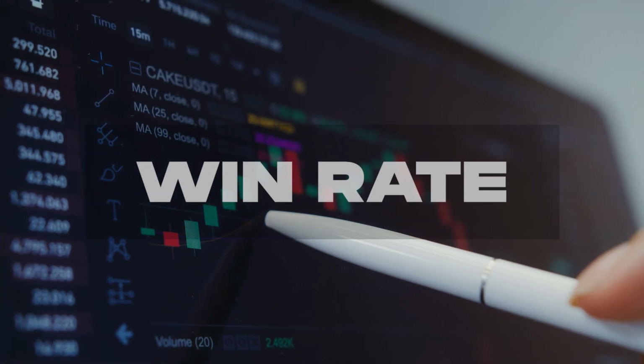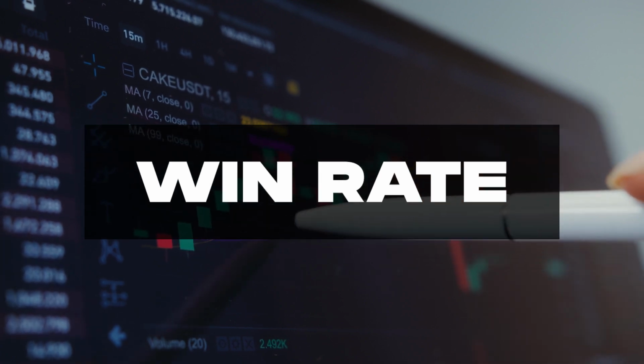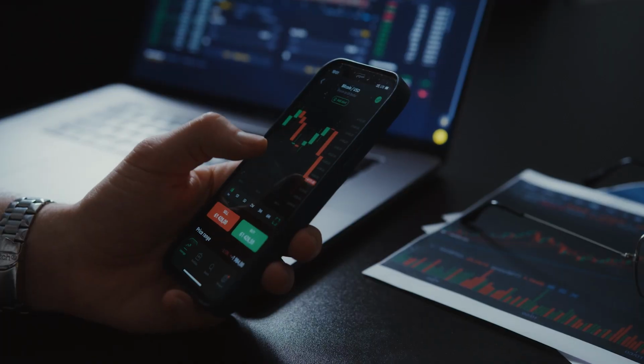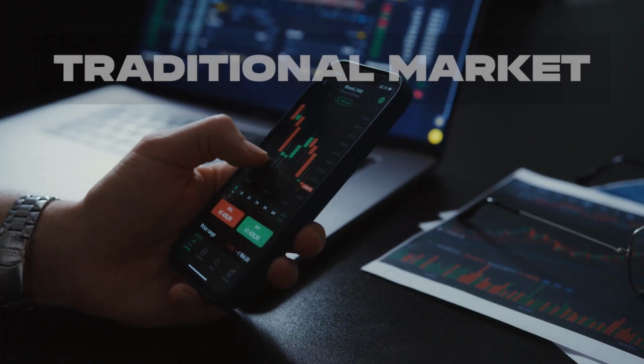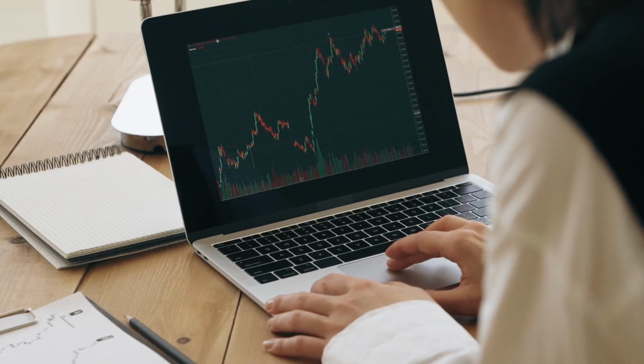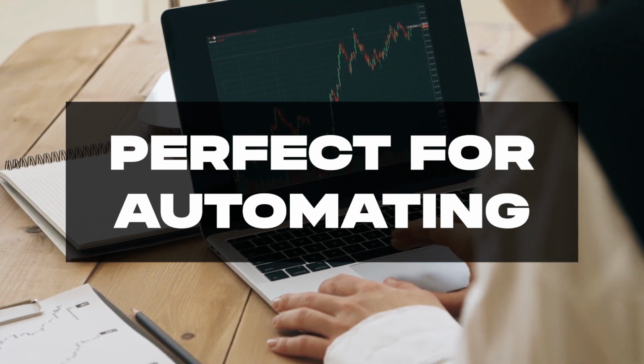This strategy has one of the highest win rates of this type of operations, over 85%, and we will focus on a variable ratio that I will explain below. Of course, as always, we can use it both in the traditional market, stocks, forex, and cryptocurrencies. And one of the most important details is that this strategy is perfect for automation.